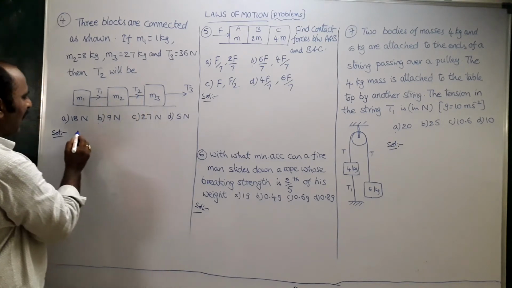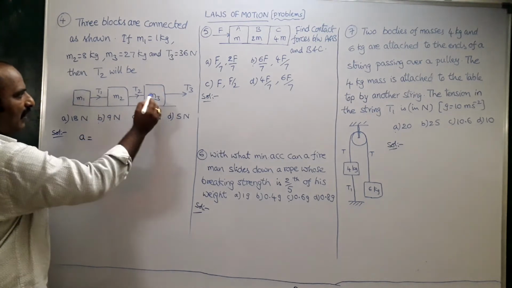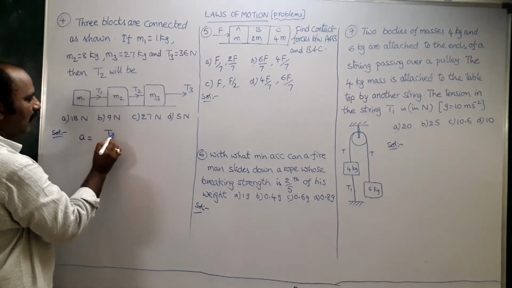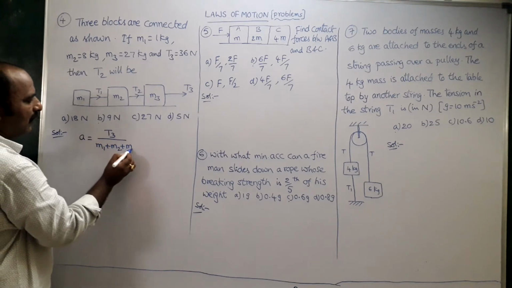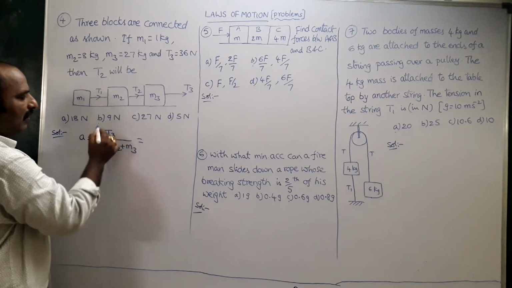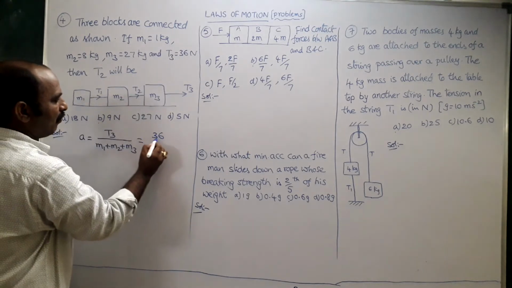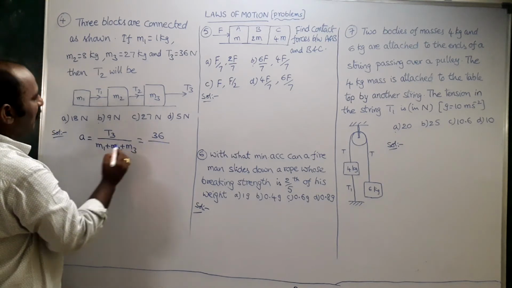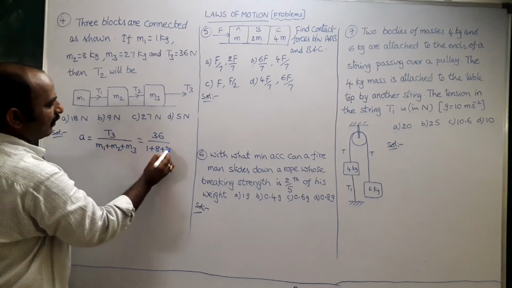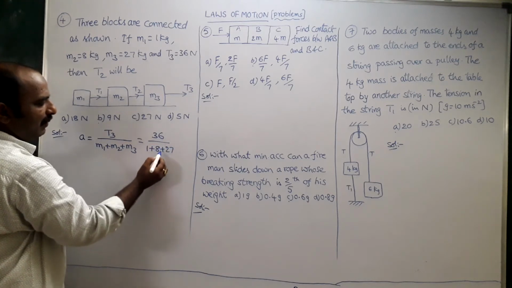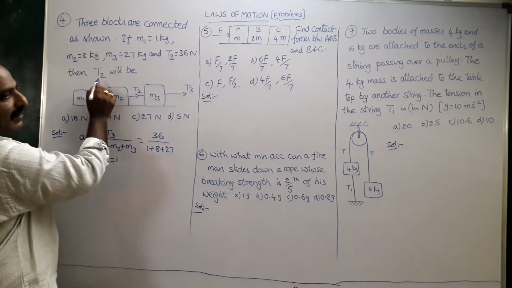First we have to know the acceleration of the system. A is equal, you know the formula, external force by total mass. Here external force is T3, total mass m1 plus m2 plus m3. T3 value has given 36, by m1 plus m2 plus m3, which is 1 plus 8 plus 27. This is also equal to 36. 36 by 36 is equal to 1. So the A value is 1. But we want the T2 value.